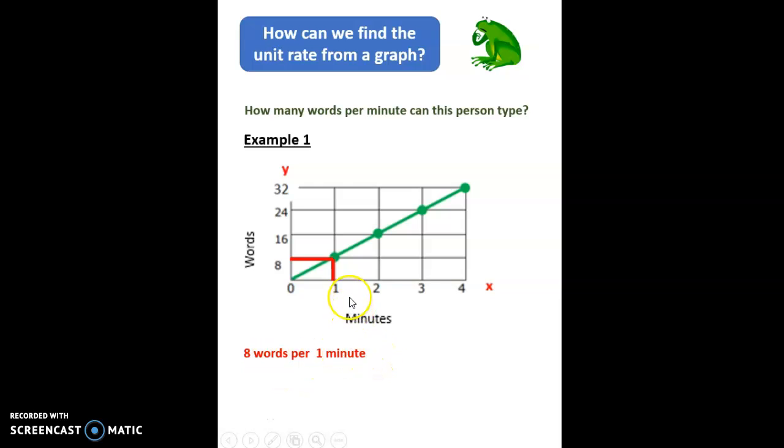If you wanted to think about the y over x, let's test it that way. We have the y value, which is 8, over the x value, which is 1, and 8 over 1 equals 8 words per 1 minute.